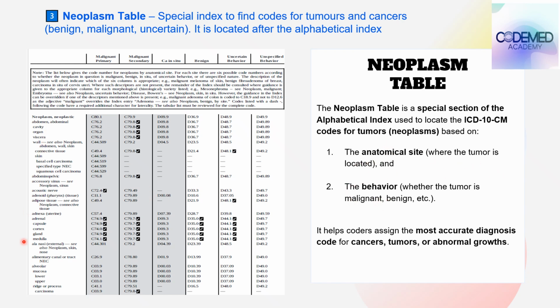So this is the anatomical site and these are the behavior, whether it is malignant, and if it is malignant, whether it is primary, secondary, carcinoma in situ, benign, then uncertain behavior and unspecified behavior. So it helps the coder assign the most accurate diagnosis code for the cancer, tumors, or the abnormal growth.